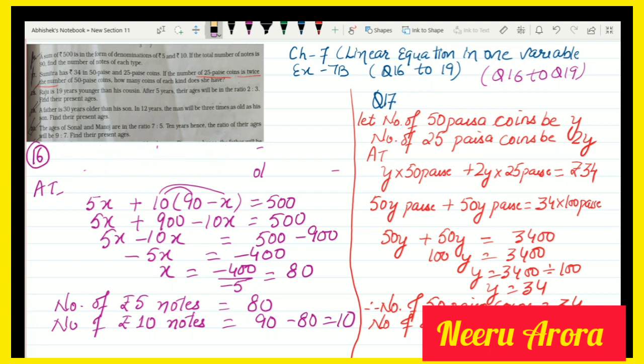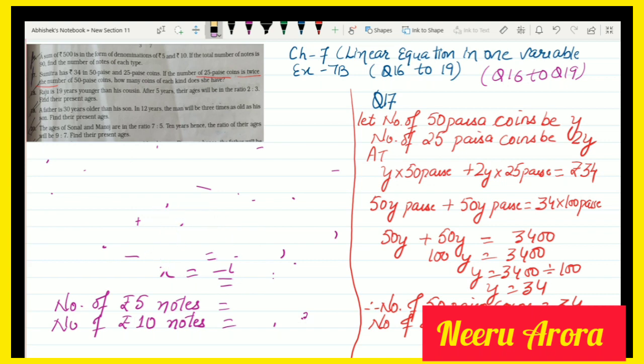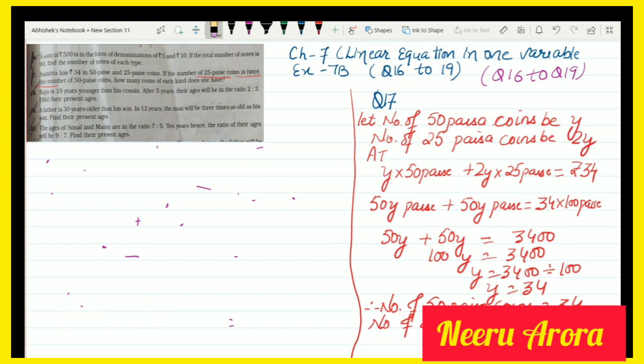Now what is the question number 18 statement? Raju is 19 years younger than his cousin. After 5 years, their ages will be in the ratio 2:3. Find their present ages. Look at the sum.